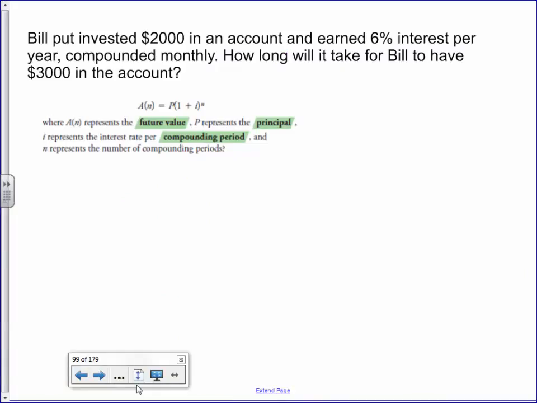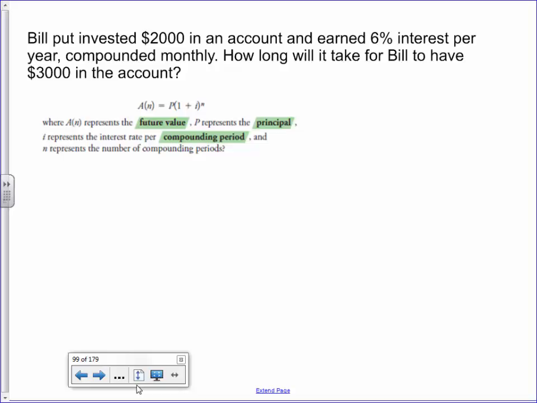So here's one. Bill put $2,000 in an account and he earns 6% interest per year, compounded monthly. How long will it take Bill to have $3,000? Sounds like a real world kind of question where, okay, yeah, money's going to grow over time. Well, there is a way for us to solve this. So here's my first question.